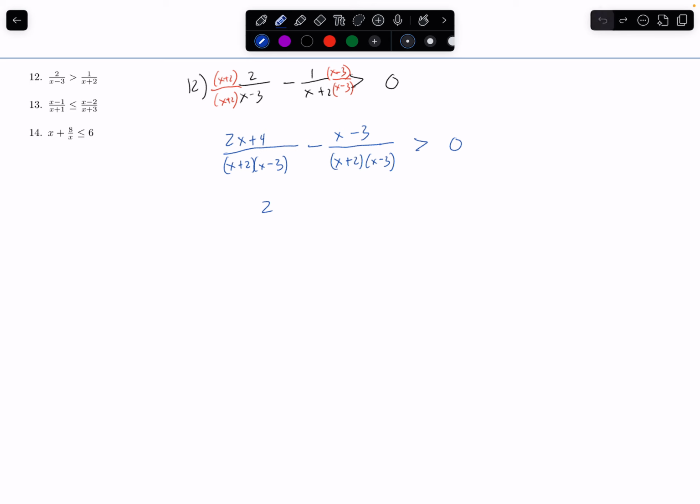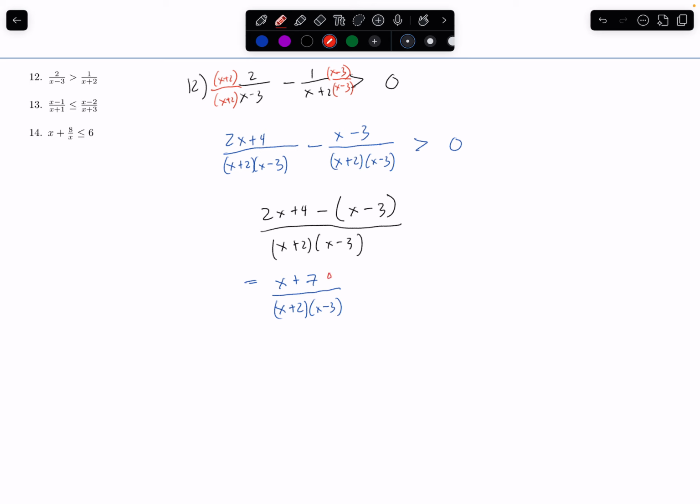That's going to be, let's change color, 2x plus 4. Here, I recommend keeping the thing that you're subtracting in parentheses so that you don't mix up the signs. And that's all over x plus 2, x minus 3, right? Okay, so now let's carry out the subtraction. This is 2x minus x, that's x. And then positive 4 minus negative 3 is 4 plus 3, so it's x plus 7 on the top. x plus 2, x minus 3 on the bottom.